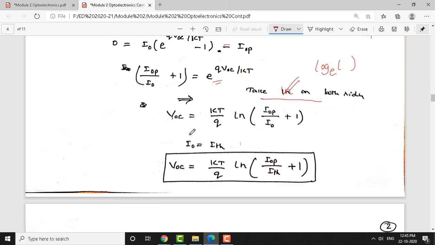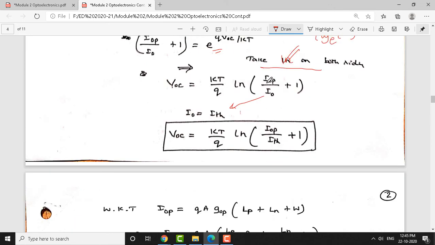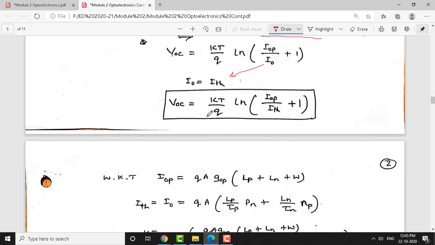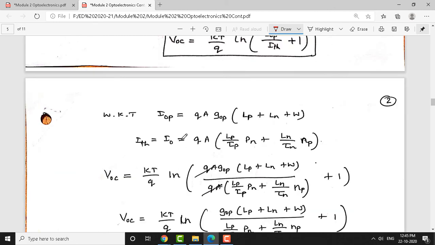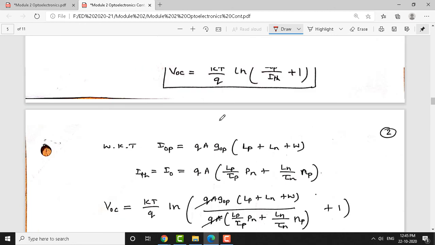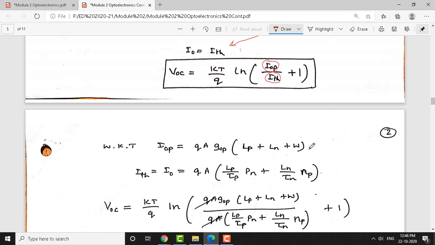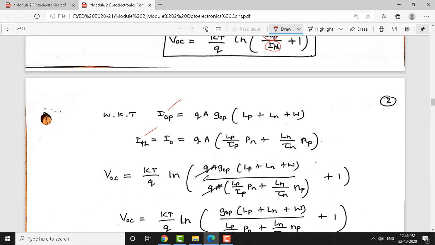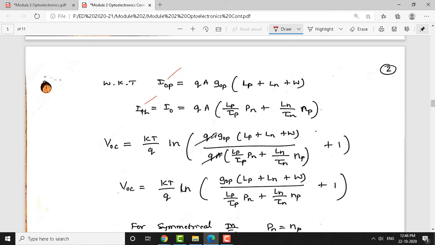So, now we already showed that this I naught, the reverse saturation current, can be written as ITH. So, this I naught now becomes ITH. Now we know that the optical current IOP is equal to q A GOP times Lp plus Ln plus W, and the I naught equation we also know. Now, substitute these two things in this basic equation. IOP's equation is here, ITH equation is here. Substitute both equations in this VOC equation.